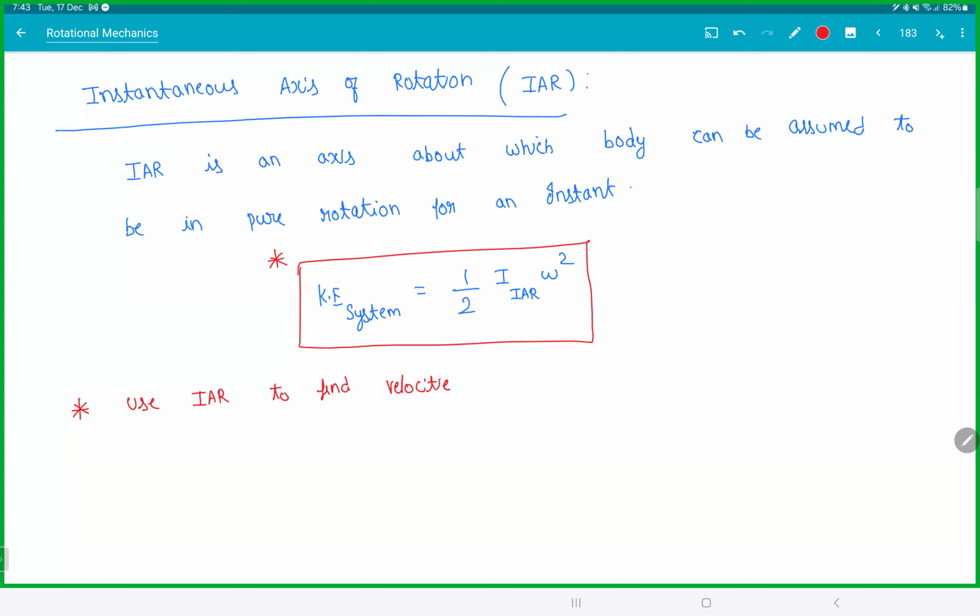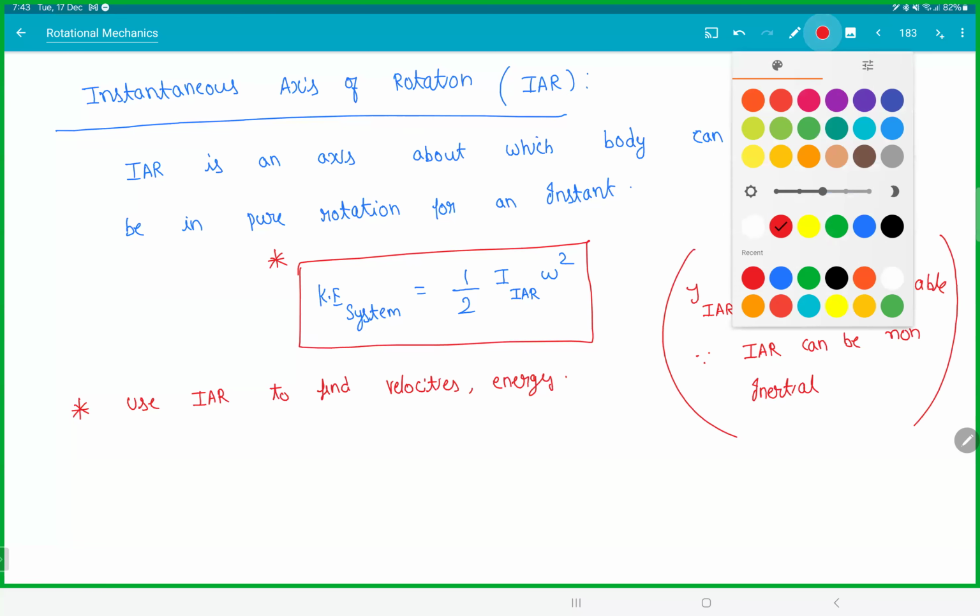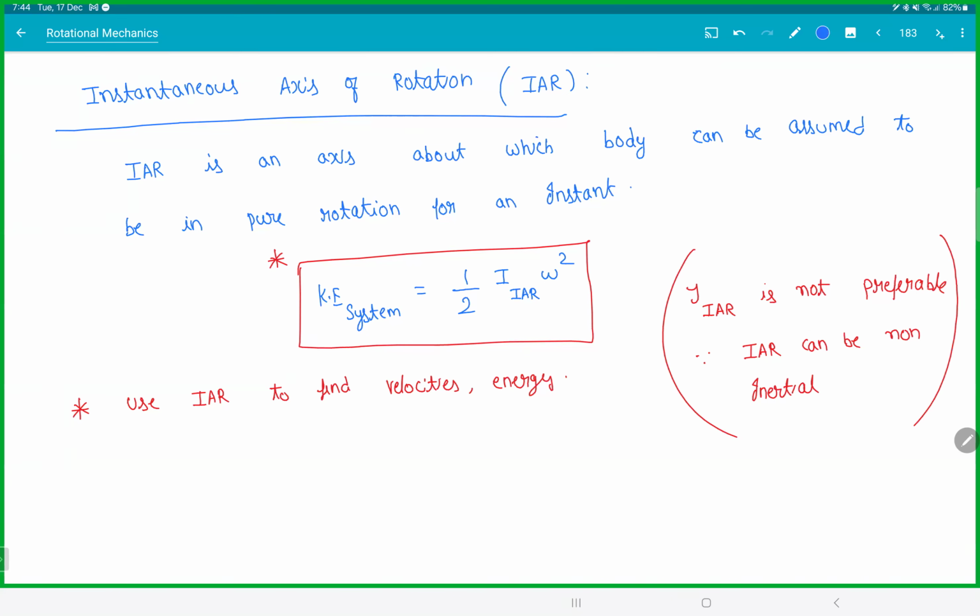Don't use it to find torque or alpha. Torque about IAR is not preferable because the IAR can be accelerating. It might be a non-inertial frame, but for energy and velocity it is fine. The main problem is non-inertial. If it is inertial, then it is fine. So primarily, just remember that use IAR to find the system's kinetic energy or the velocities. So let me show you an example.